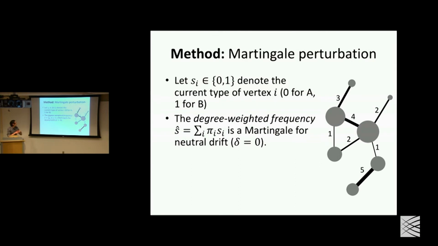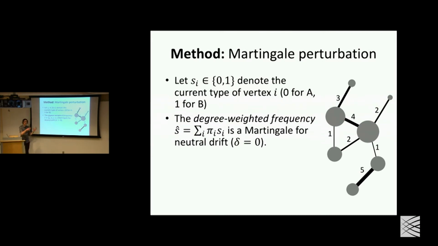And then we're going to find the degree-weighted frequency as this weighted sum, where these indicators saying that i is occupied by an A are weighted by the relative weighted degree. So this is a number between 0 and 1 for every population state. It's 1 if the A's have taken over. It's 0 if the B's have taken over. And I claim that it's a Martingale for neutral drift. So that's why this is an important quantity.